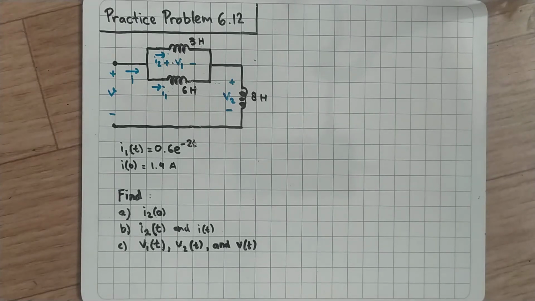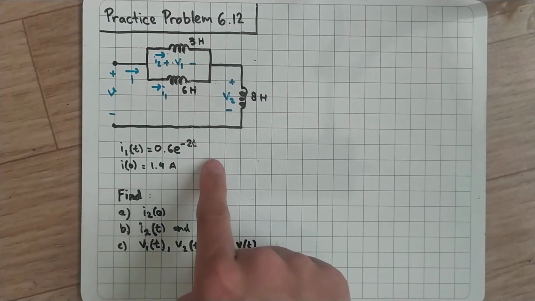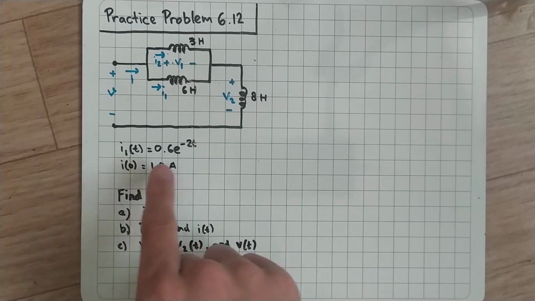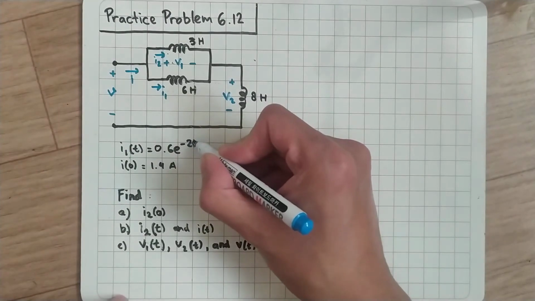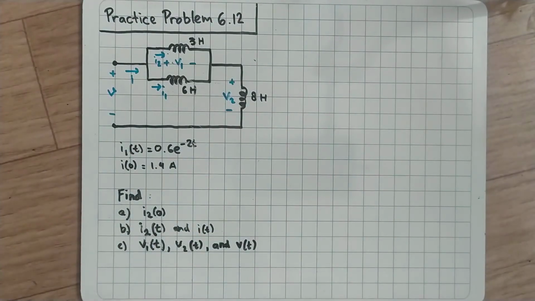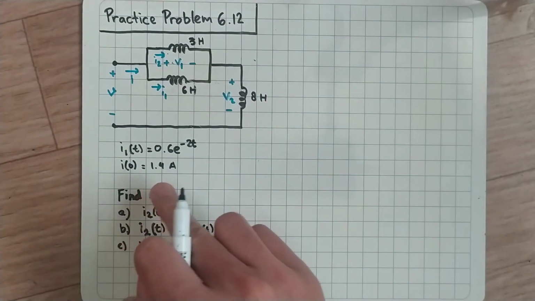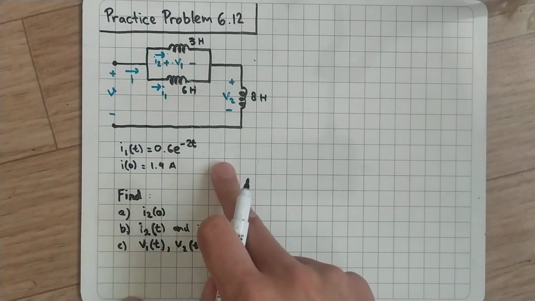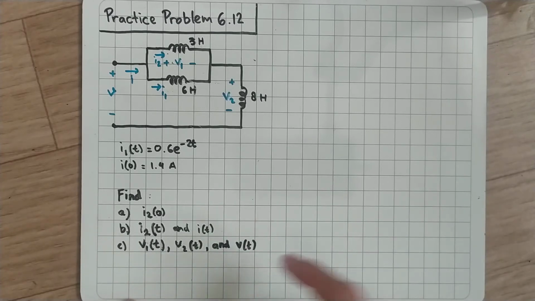Okay, we are going to solve practice problem 6.12 from the Sadiku book, and we are given that I1 is changing with time. So I1 as a function of time is equal to 0.6 e to the minus 2t, and I0 is 1.4 ampere, and we are asked to find first I2(0) and then I2(t), I(t), V1(t), V2(t), and V(t).